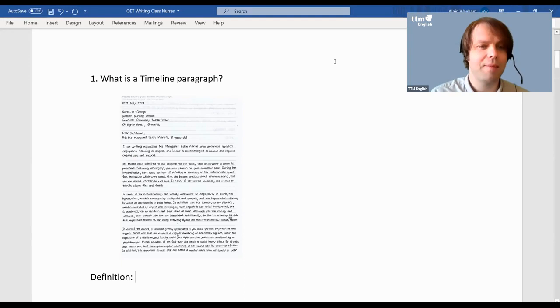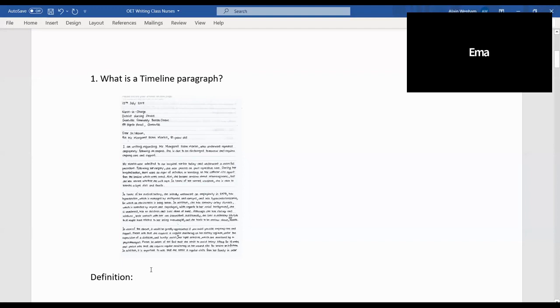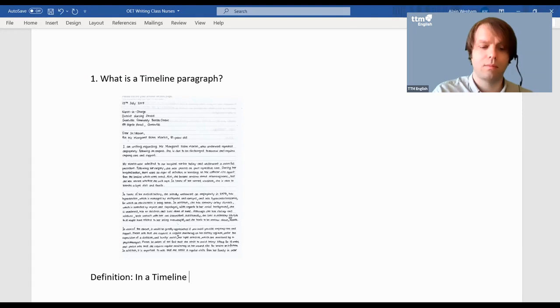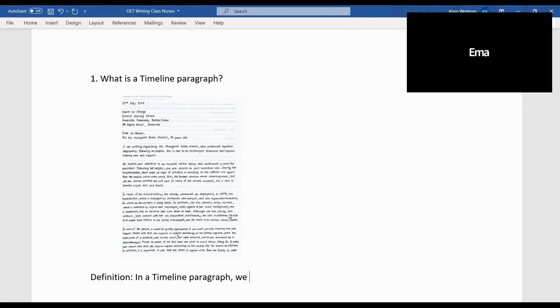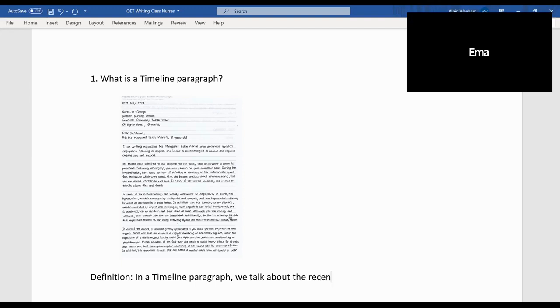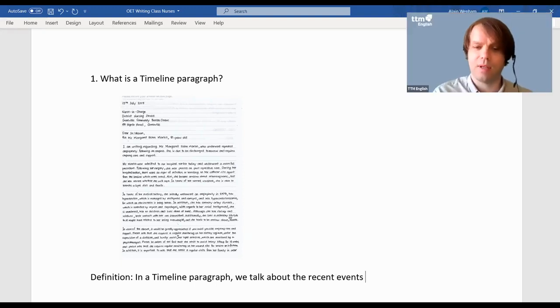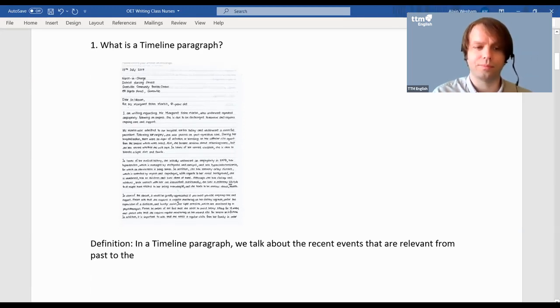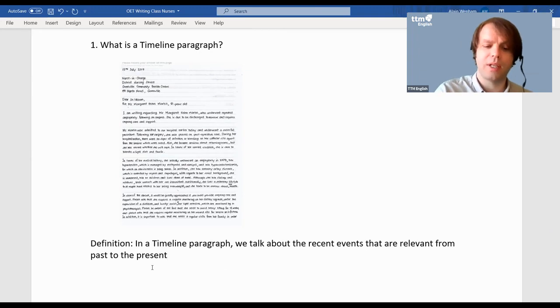What are we trying to do in a timeline that's different from a background? To present the patient, to say about his history till the present time. Is it like really old history? No, recent. The recent events, right? That are relevant. I like that. From the past to, usually to the present, often. Okay. I'll put a little star there because that's not always true.